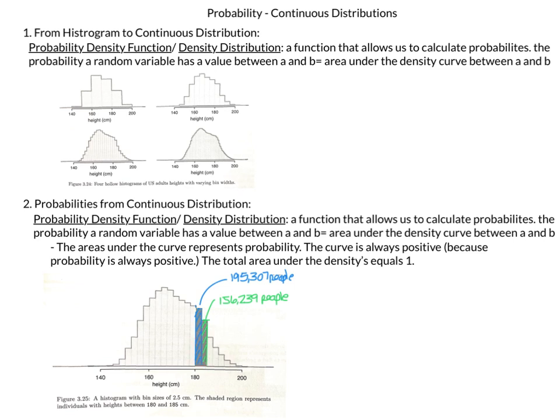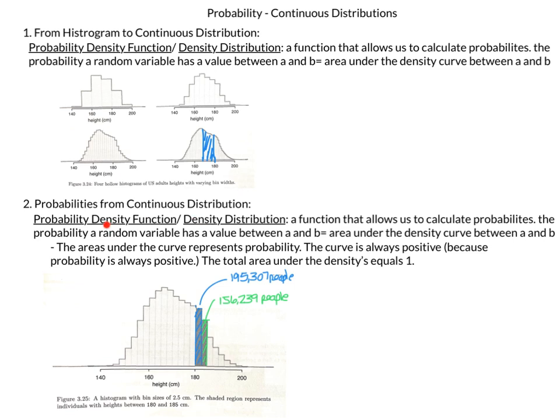If we have a full-on curve like this here, and we want to know the probability a variable is between, say, 168 and 180, that's going to be represented by the area under the curve that I have shaded here.